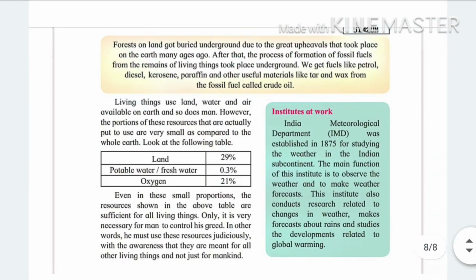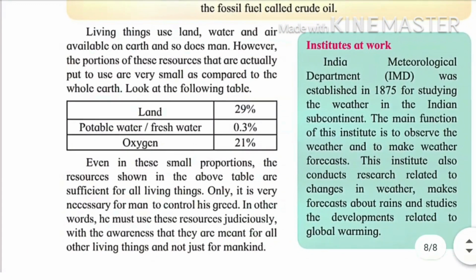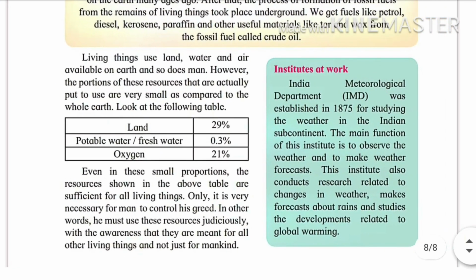Now we will move on. Here is the information about crude oil. Forest and land were buried underground due to great upheavals that took place many years ago, and by these the fossil fuels formed. These fossil fuels were called crude oil. Now here the proportion is given: land is 29%, potable water or fresh water is 0.3%, and oxygen is 21%.